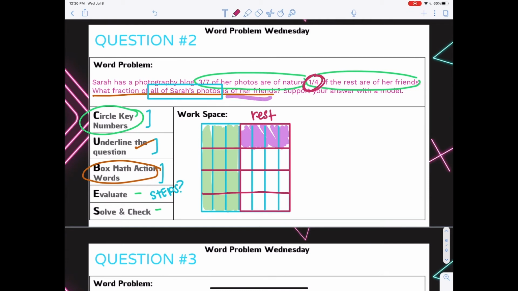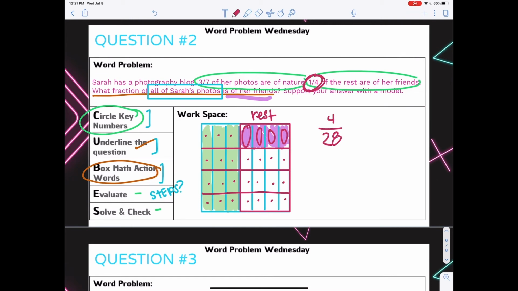So this is where we count up these blocks. Here's 1, 2, 3, 4. And then our denominator is how many blocks were there total. So here's 1, 2, 3, 4, 5, 6, 7, 8, 9, 10, 11, 12, 13, 14, 15, 16, 17, 18, 19, 20, 21, 22, 23, 24, 25, 26, 27, 28. 4/28 of the blog are of her friends.